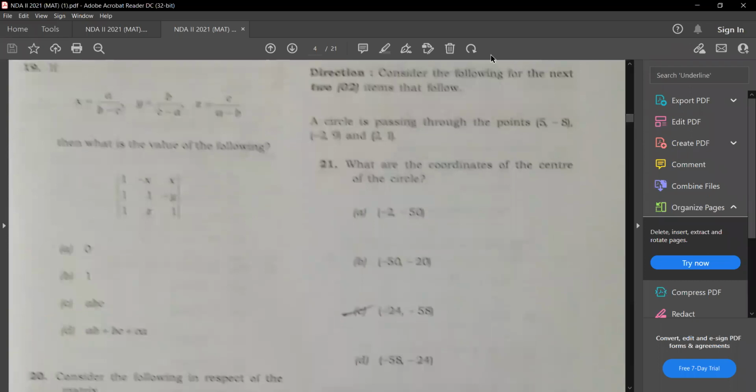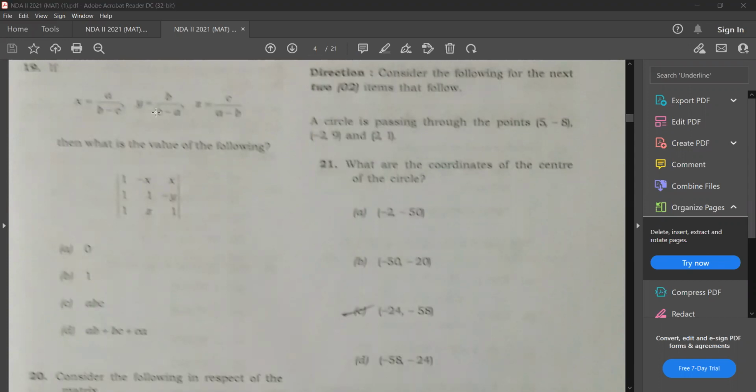If x is equal to a by b minus c, y is equal to b by c minus a, z is equal to c by a minus b. What is the value of the following? That is the determinant of 1 minus x, x, 1, 1, 1 minus y, 1, 1, 1, 1 minus z.